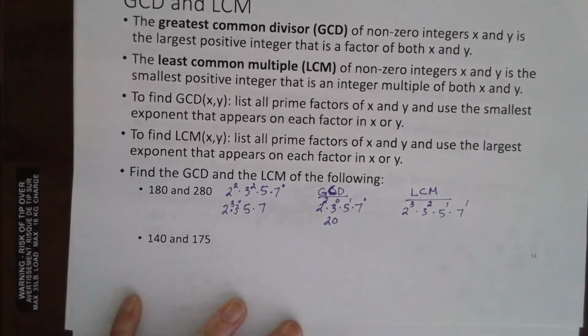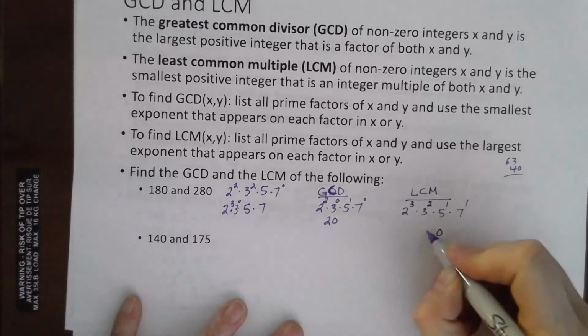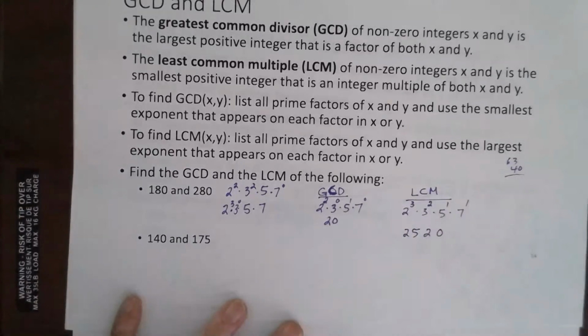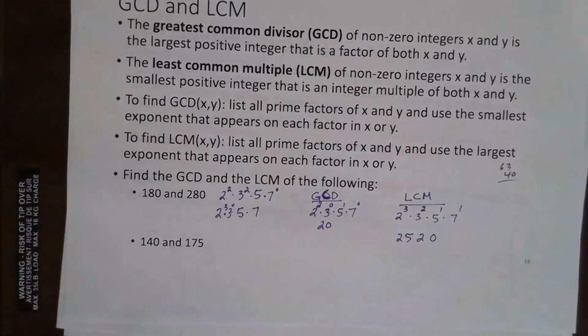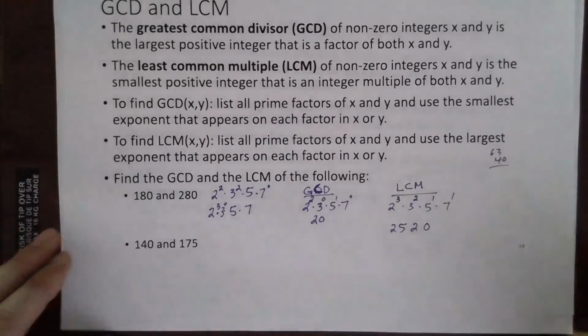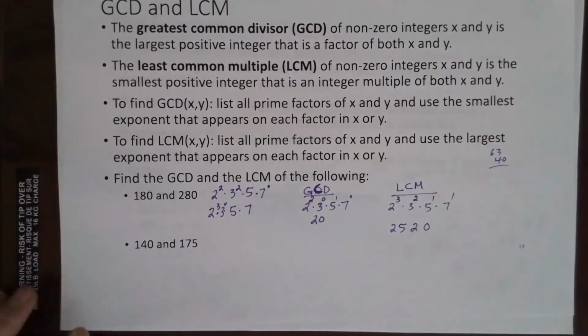And so, let's see, we've got 8 times 5, that's 40. And we've got 9 times 7, that's 63. So that's going to be 25,20 as the least common multiple, if I did that correctly. If you need to break out the calculator and check me, hopefully you can. Yeah, I checked it. It's good. So the process is very similar.